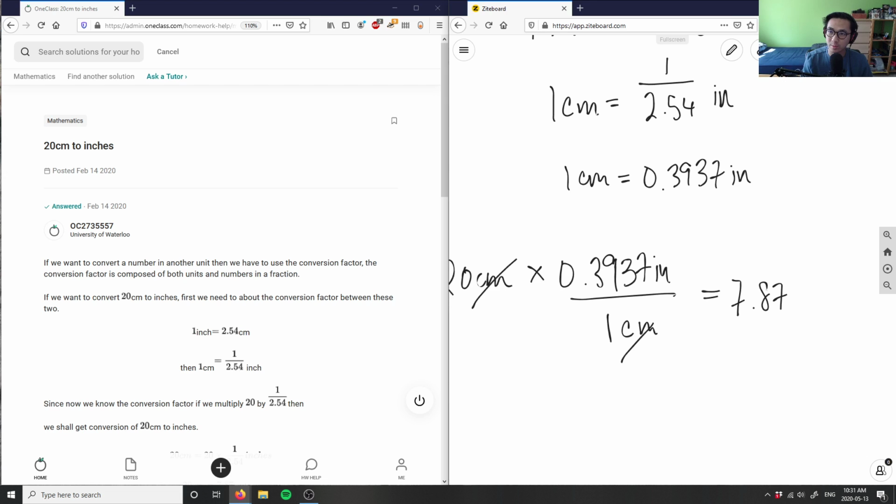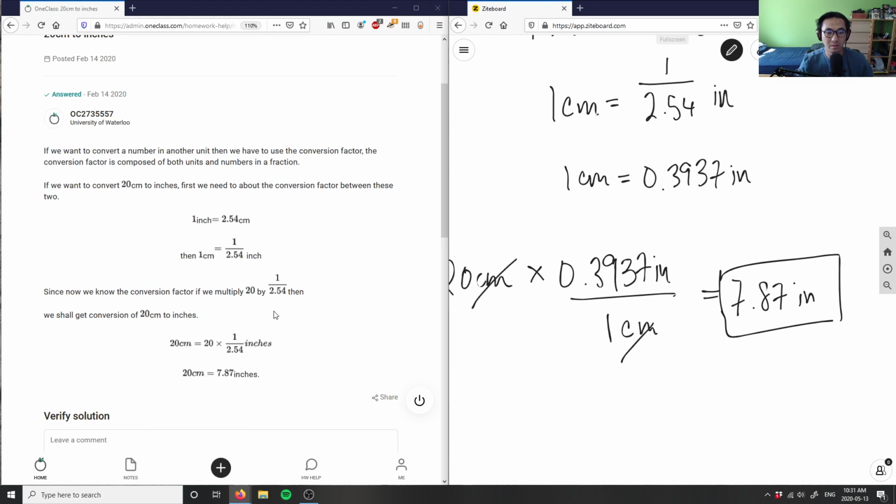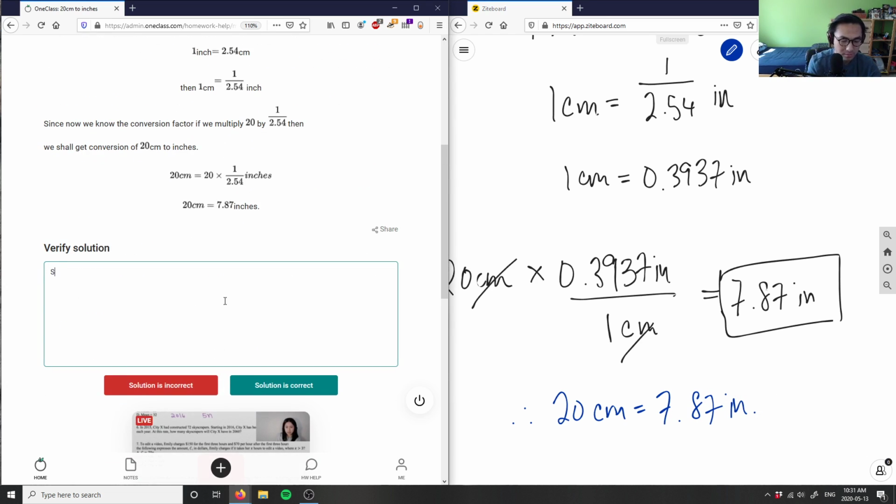And this here is going to be my answer for this problem. 7.87 inches is 20 centimeters in inches. And as you can see here, the solution is also correct. 20 centimeters equals 7.87 here. So I can write a therefore statement and say: therefore, 20 centimeters equals 7.87 inches. So the solution here is correct. Good analysis here.